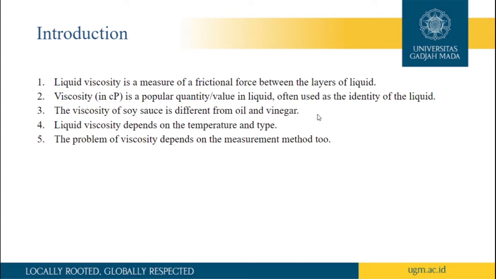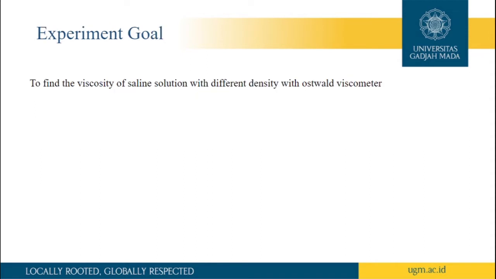It means that there should be something going on or something different between the soy sauce, oil, and vinegar. It could be anything. It could depend on the temperature. It could be the density, or it could be anything. So the goals of these experiments are to find the viscosity of a saline solution or natrium chloride with different density with the Ostwald viscometer.